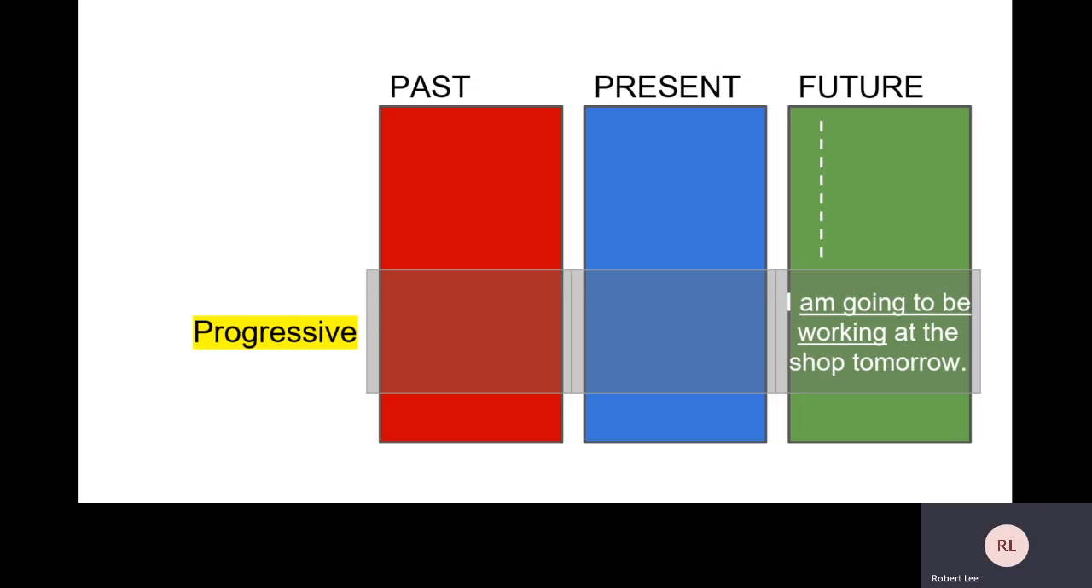In the future tense, there are 2 ways to write the future tense for all the verbs. So here I also have another example. I am going to be working at the shop tomorrow. Okay, so both of those ways of writing the future progressive tense mean the same thing.